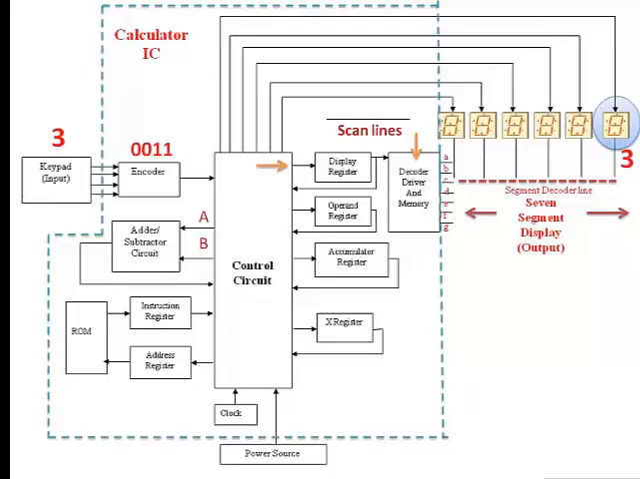Meanwhile, the controller has moved the previous data stored in display register, that is 0010, to the operand register, so that the data stored in operand register is 0010 and the data stored in display register is 0011.